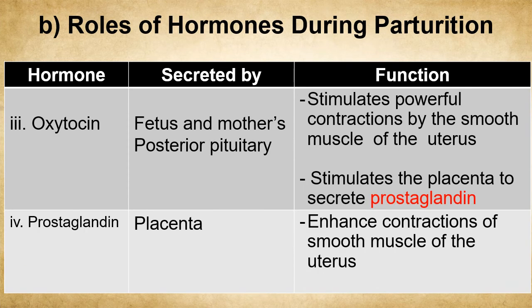The next hormone is oxytocin. Oxytocin is secreted by the fetus and the mother's posterior pituitary gland. Oxytocin stimulates powerful contractions by the smooth muscle of the uterus. Oxytocin also stimulates the placenta to secrete prostaglandin. The next hormone is prostaglandin, which is secreted by the placenta. It enhances contractions of the smooth muscle of the uterus.